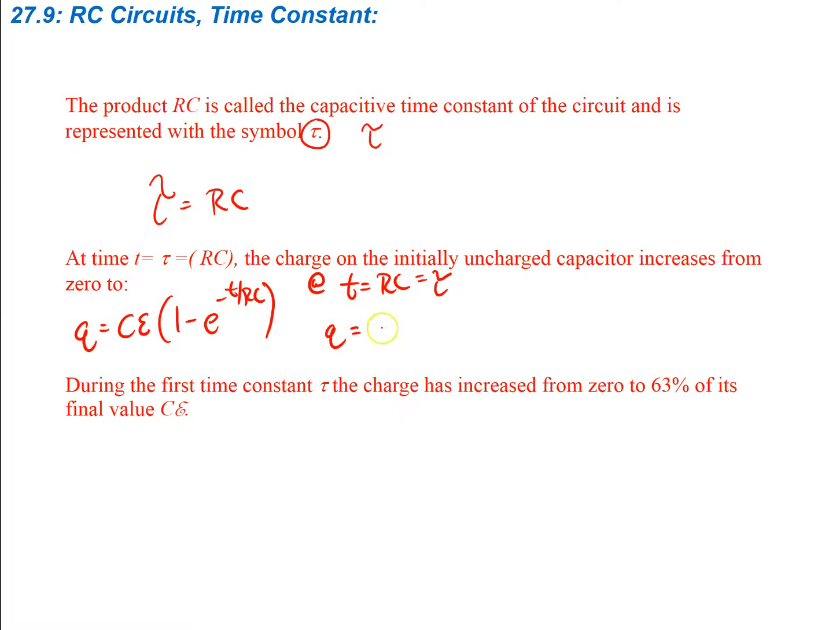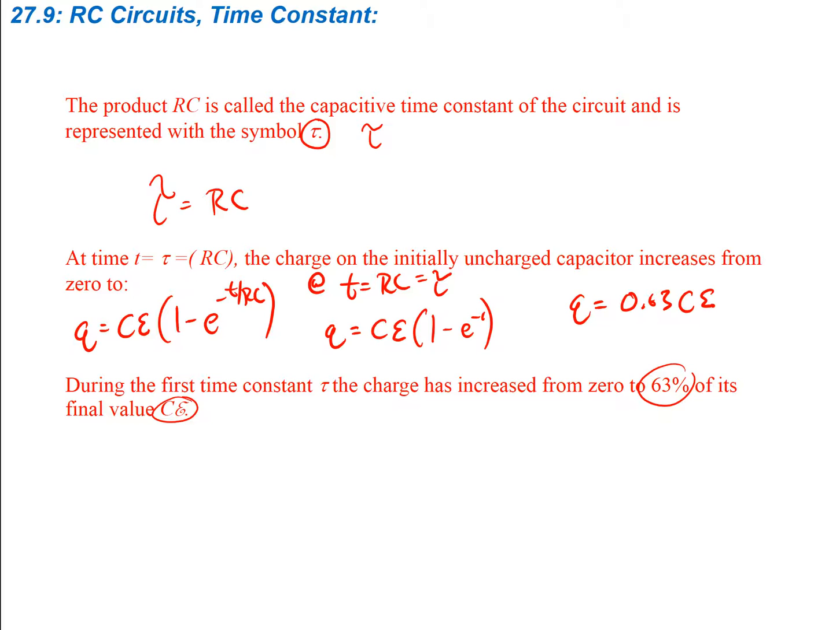So that would be Q is equal to C epsilon times 1 minus e to the negative 1. And we can find a value for that. So when you plug that in, you see that the charge is actually going to be 0.63 times the capacitance times epsilon, times your EMF. All right, so during the first time constant, tau, the charge has increased from 0 to 63% of its final value, which is going to be C times epsilon, right?